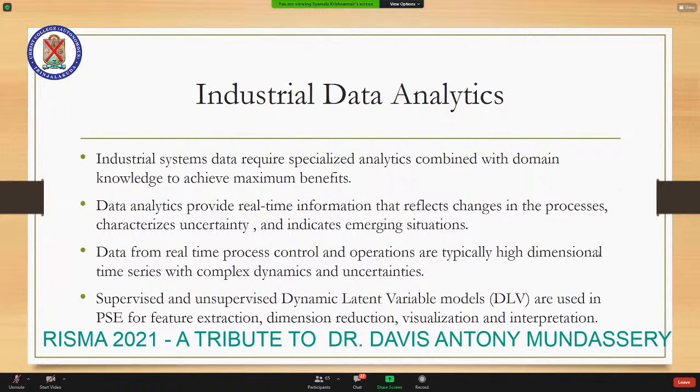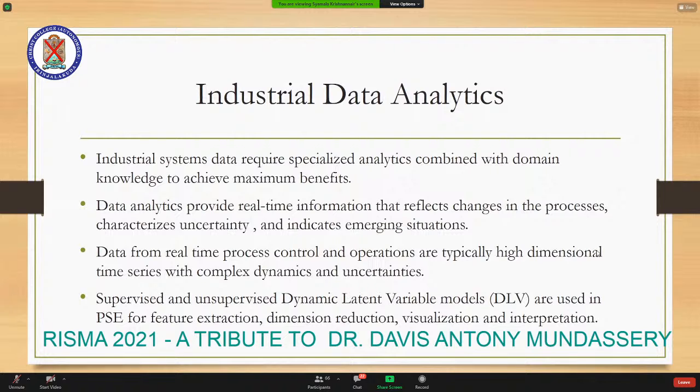Since the data is very huge, with a lot of variables that are highly correlated, some kind of dimension reduction is needed. So we use certain techniques to do that. Then we need to extract the information properly. For that, supervised and unsupervised DLV methods can be used.